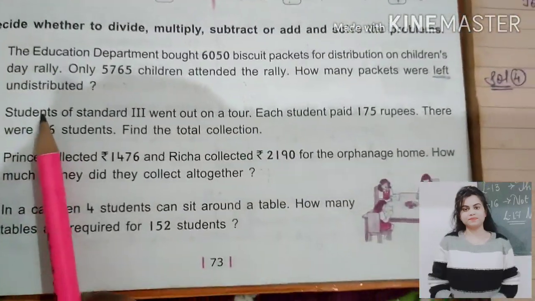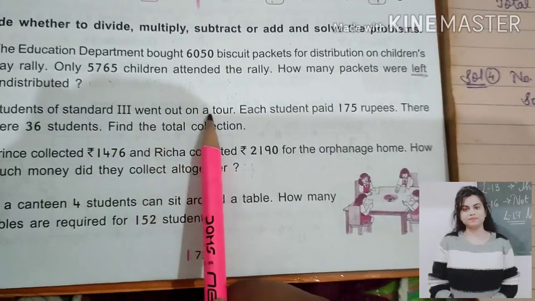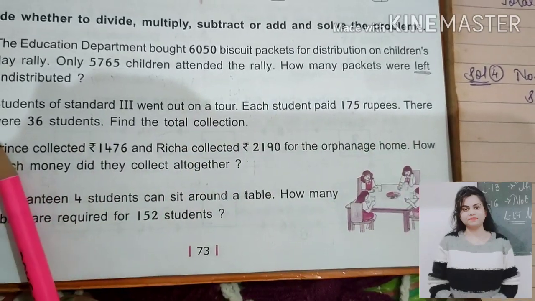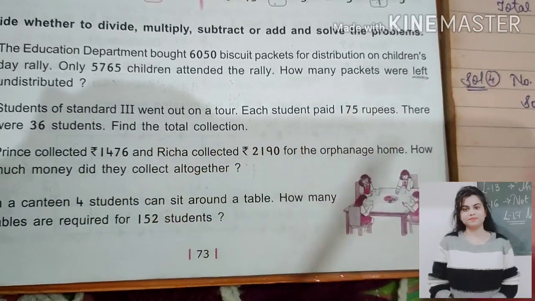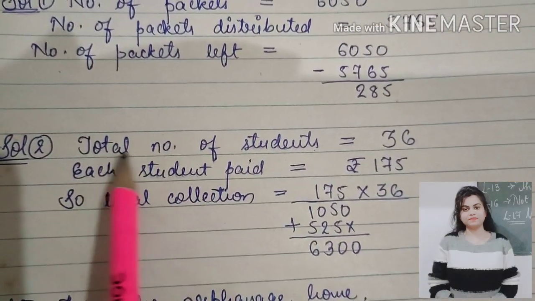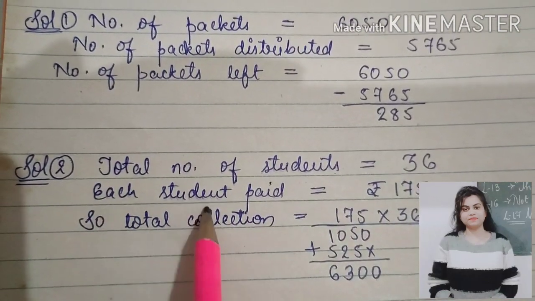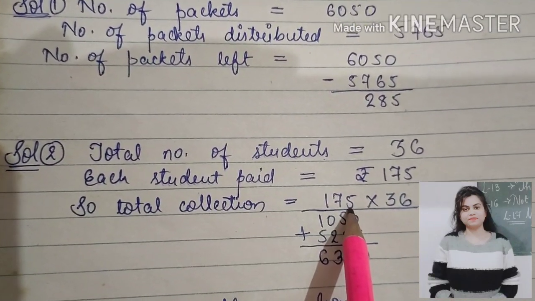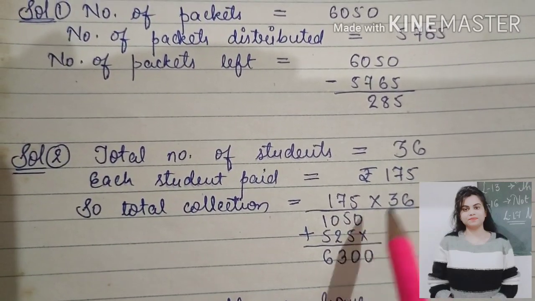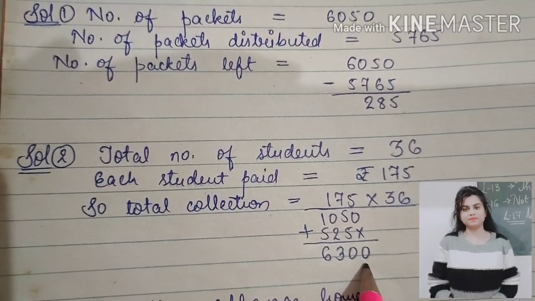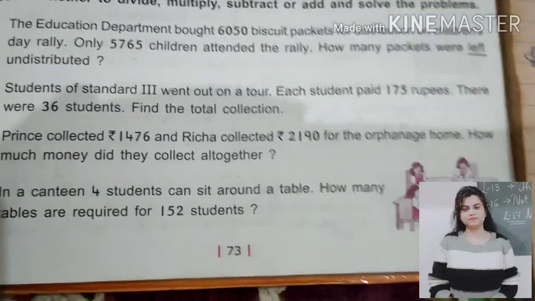Next is, students of Standard 3 went out on a tour. Each student paid 175 rupees. There were 36 students. Find the total collection. So how you will find out the total collection? Total number of students is 36. Each student paid rupees 175. So total collection will be 175 multiplied by 36, you will get 6,300. This is the total amount collected from the students. Okay.